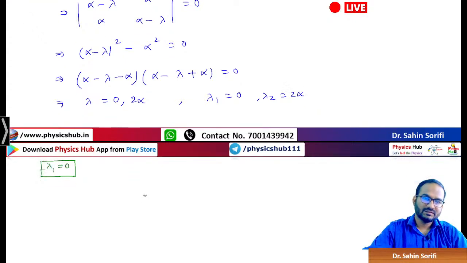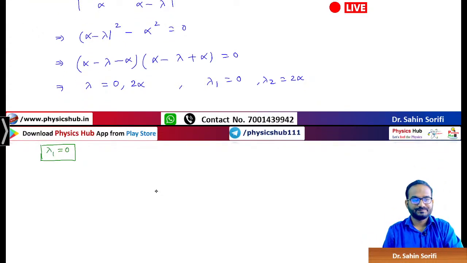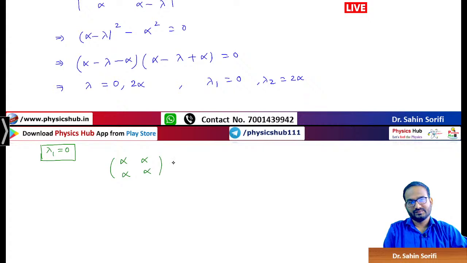So lambda 1 equals 0, how do we calculate the eigenvectors? Let's say the eigenvector is x1, x2. So A x equals lambda x. Lambda is 0 here, so we are using this form. A x1, let's say, is equal to lambda 1 x1. Well, lambda 1 is the eigenvalue, x1 is the eigenvector. Okay.